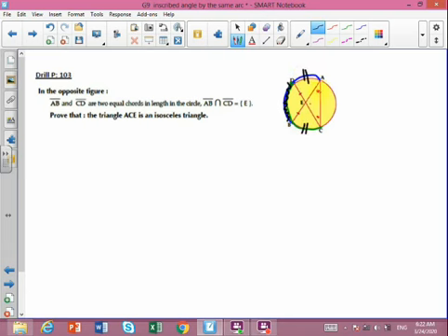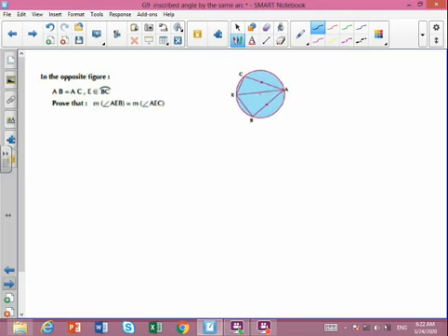Okay, so in one circle, the opposite inscribed angles of equal arcs are also equal. So this is opposite to arc CB and this is opposite to arc AD. So the two angles are equal. So the triangle is an isosceles triangle.